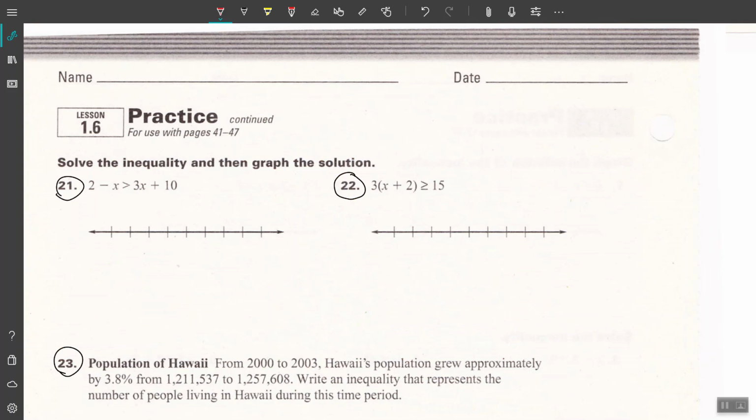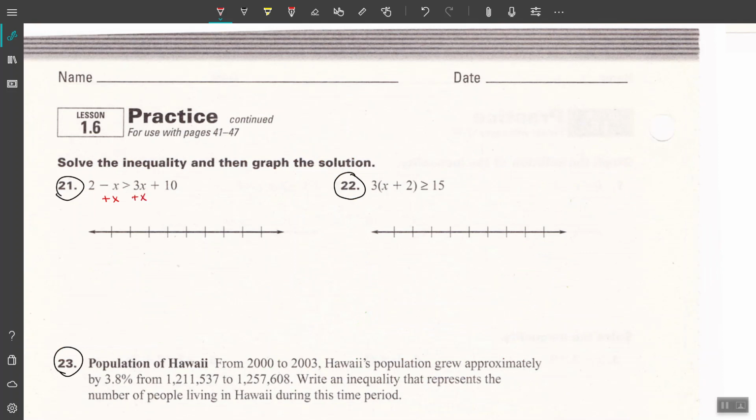All right, in 21 now, they want us to do it all together. So in the front, they split it up. They asked us to graph the inequalities at the top. The bottom, they asked us to solve them. Now they're just asking us to solve and graph them. So it's the same thing you did on the front side. It's just doing it all the way through.